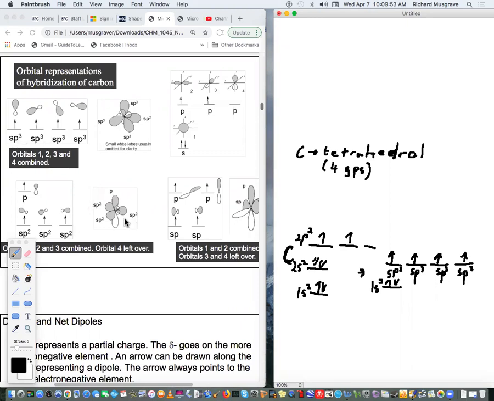Now in the sp2 hybrid, that would be for 3 groups. You can see the sp2s are a little bit shorter and fatter, because now there's more s influence. It's 33% s, 66% p. And then the sp, which would create a linear situation, gives you really fat orbitals that look half like s, half like p, 50% s, 50% p.